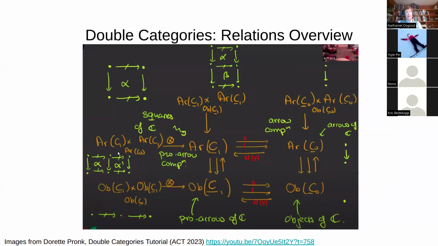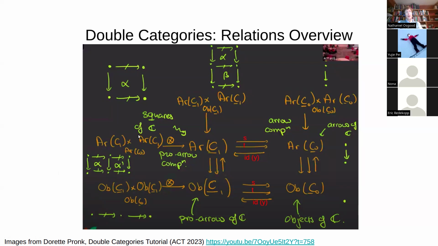And they're joined by, they share a common source or target: the target of this one is the same as the source of that one. So they look like this, end to end. Then we can compose them and get another arrow in C1.